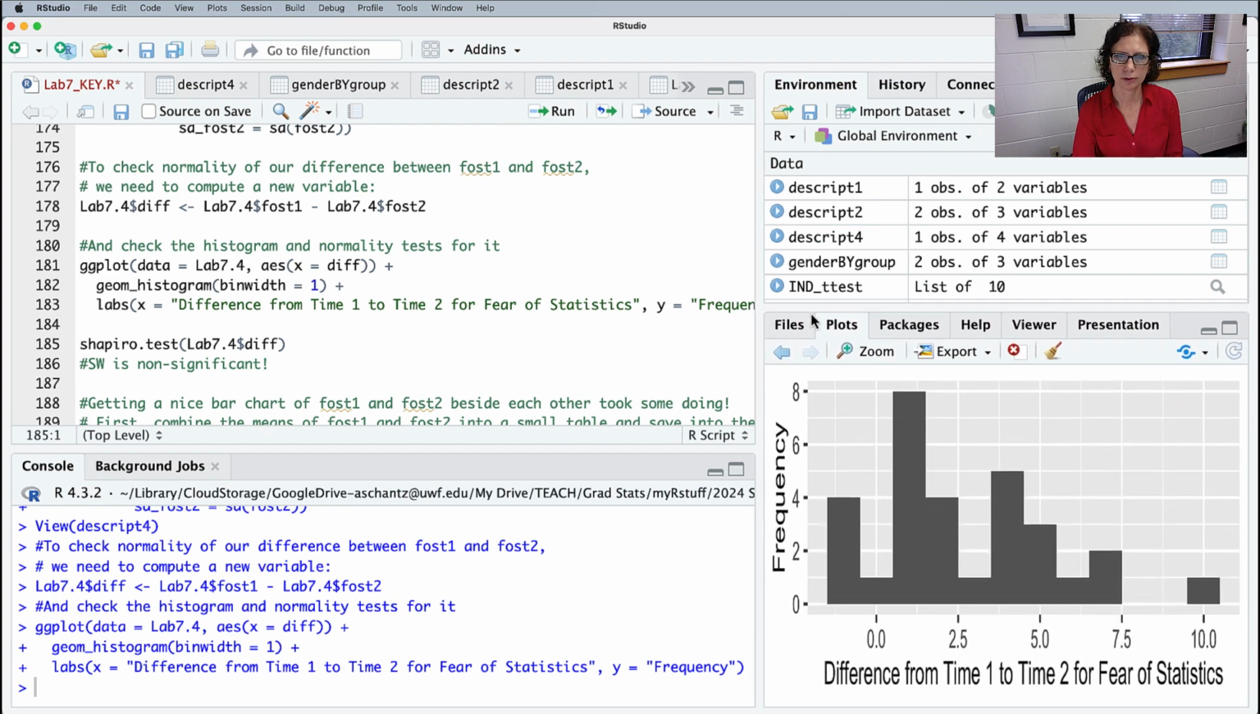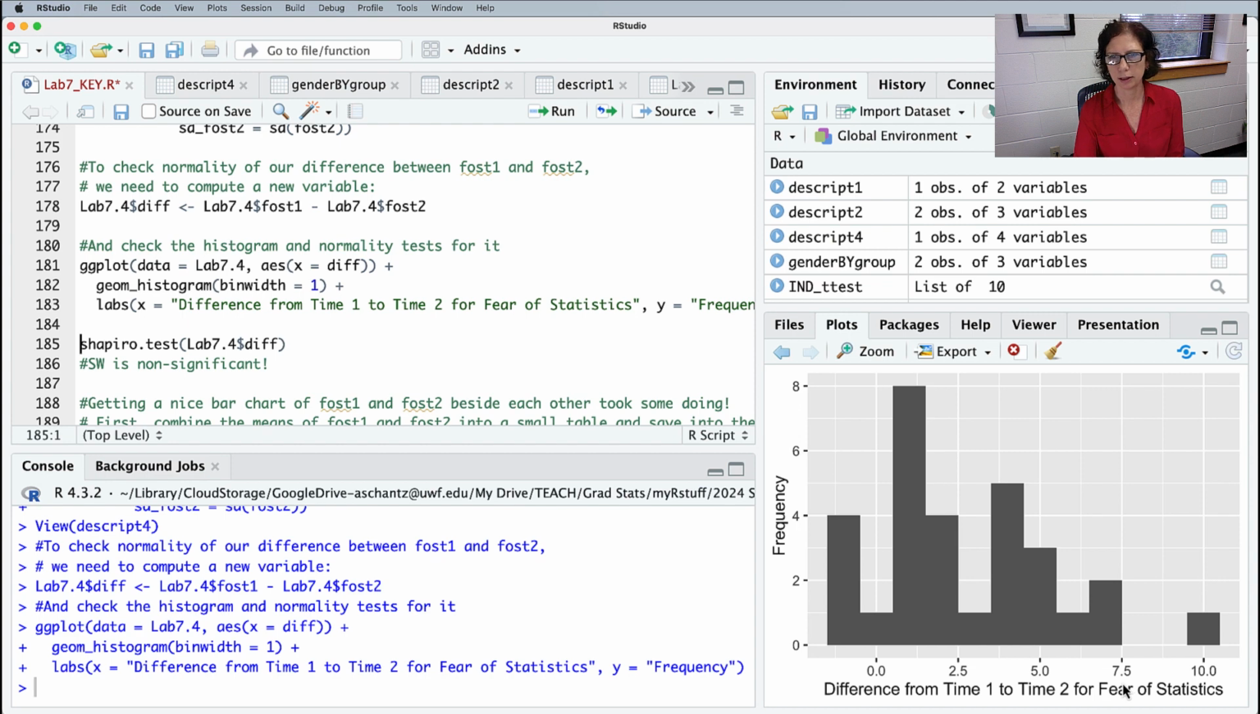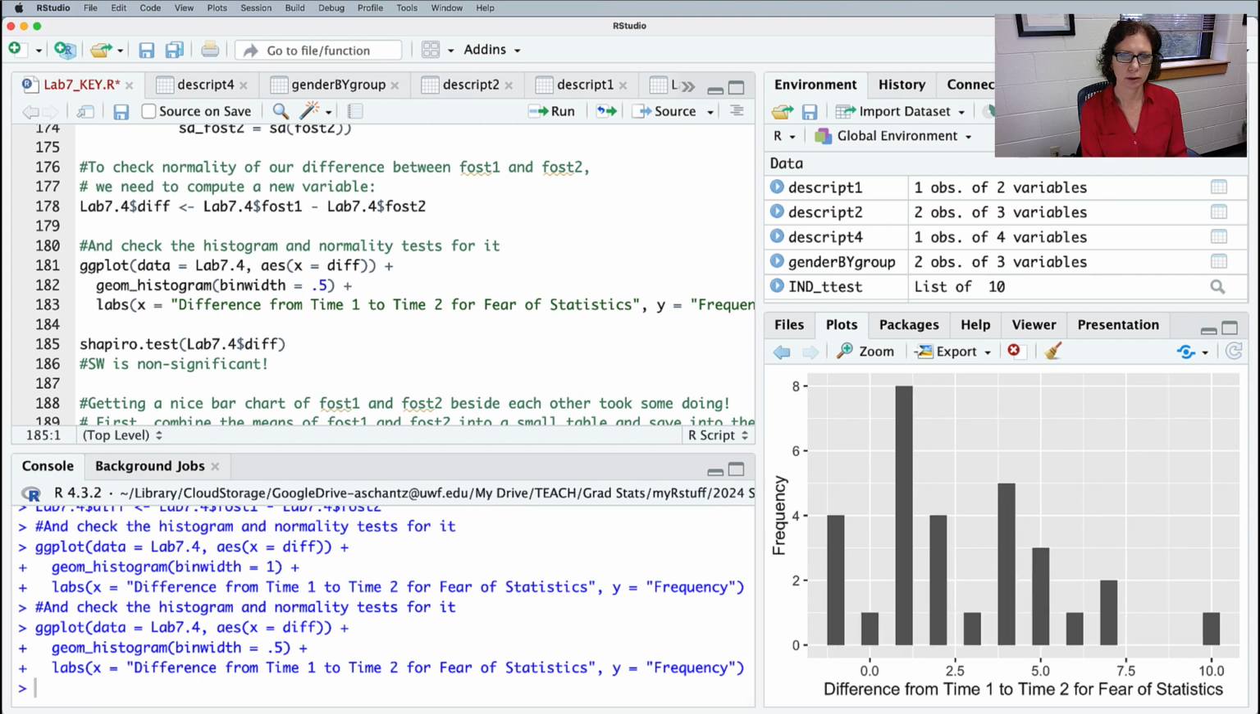So here's my histogram of the difference scores. It looks pretty choppy to me. I mean, it's rounded if you ignore these low bins. We can do bin width, maybe 0.5. Let's see if that'll work. A little different. So play around with the code, see what looks good to you in terms of helping your reader understand what you're conveying.